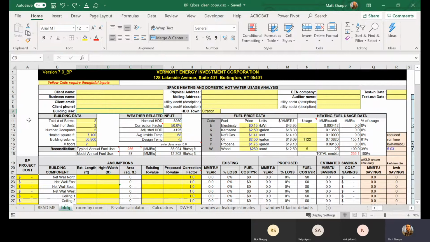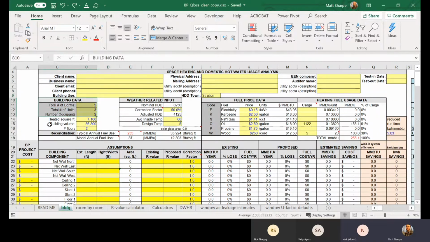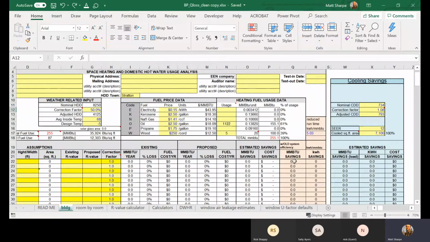So the core of QLOS is still the same. The building data section is just about the building, how big it is, how tall it is. And I guess I'll just also start by reminding that the yellow cells are the intended input cells. White cells are not for input. They're usually a calculated value. And there are some exceptions to that I'll go over. And the orange and this blue are calculated values as well. So just keep in mind, yellow cells typically are inputs you need to make.